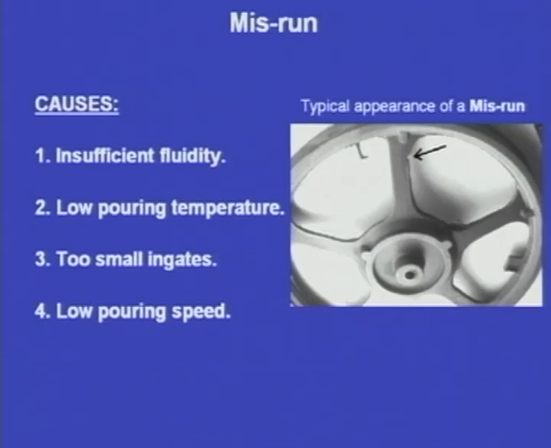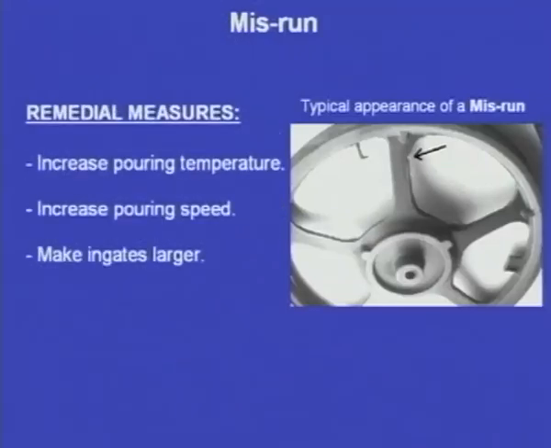Now, what are the remedial measures to be taken to prevent Misrun? Increase pouring temperature. The pouring temperature should be sufficient, it should not be low. Next one, increase pouring speed and make ingates larger, sufficiently large, so that the molten metal will be passing through the thin sections.